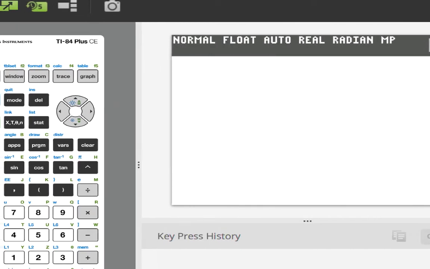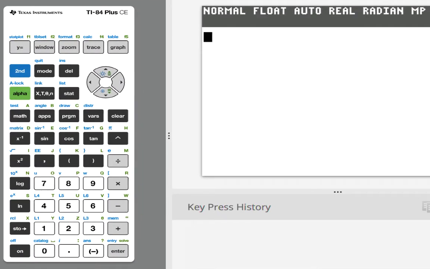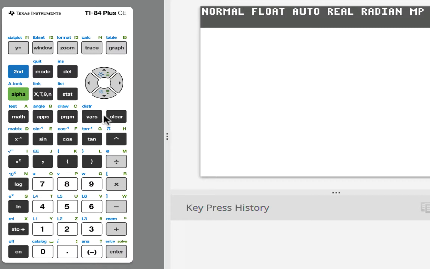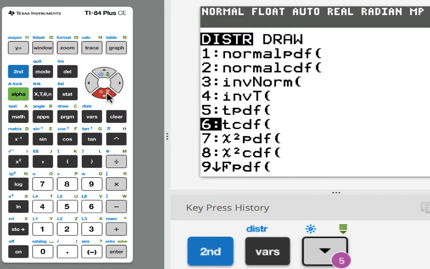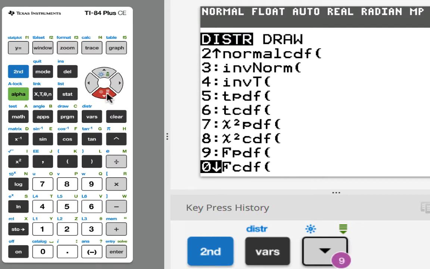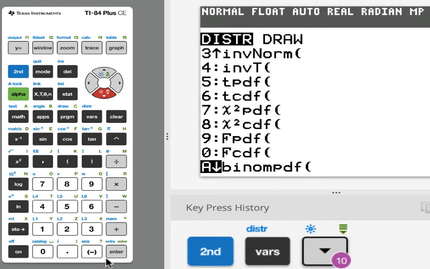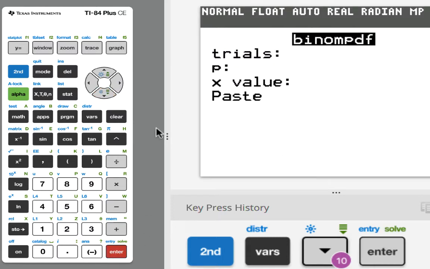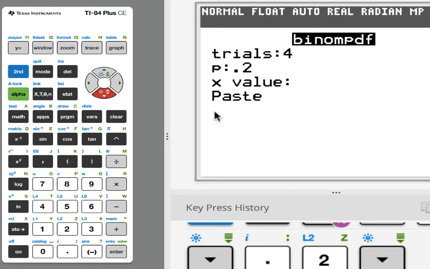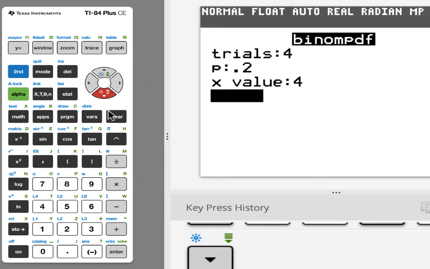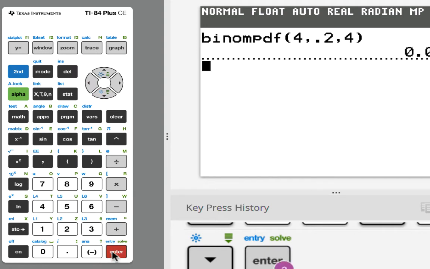So here's the calculator. To get binompdf, you press second and then vars. So you see the distribution menu. Now take your cursor down till you see the word binompdf, that's here. Click enter. Now, how many trials? Remember, there were 4 trials, that's 4 questions. Probability of success is 0.2. The x value we're looking at is 4. Then take the cursor to paste, press enter, enter. What do you see?